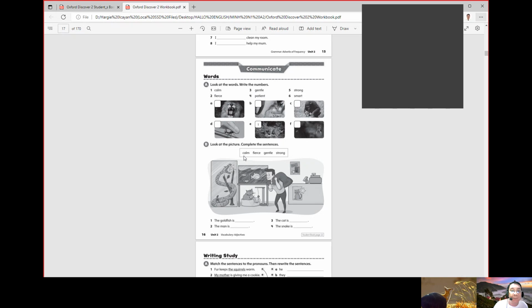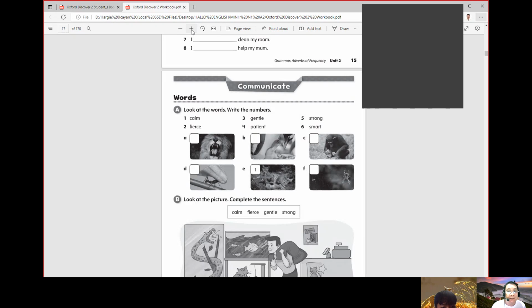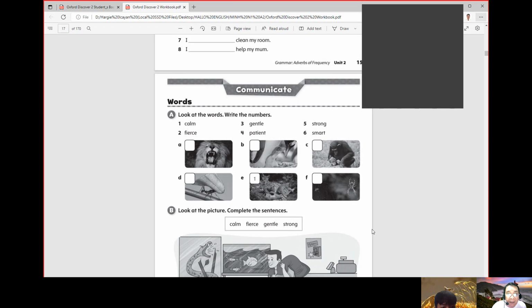What about letter B? Picture letter B. What is this? What do you think is this picture? Okay, I'm going to make that one bigger for a while, Min. What do you think is this picture? Is this a bird?